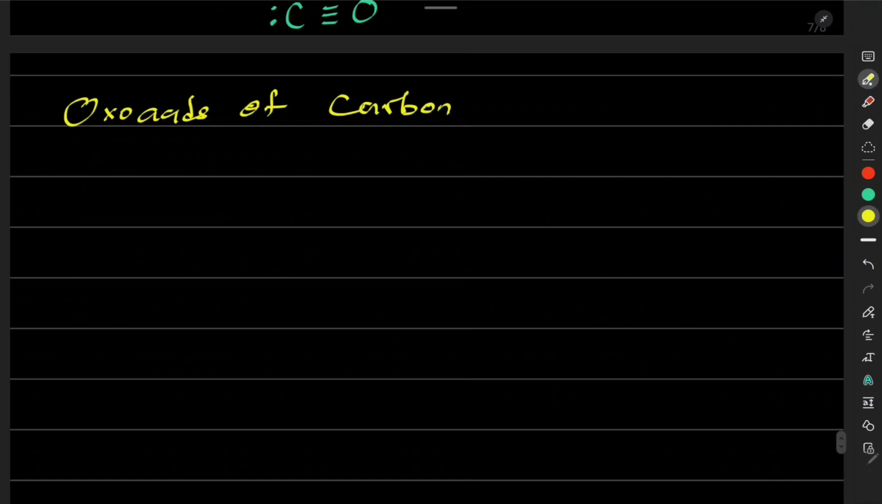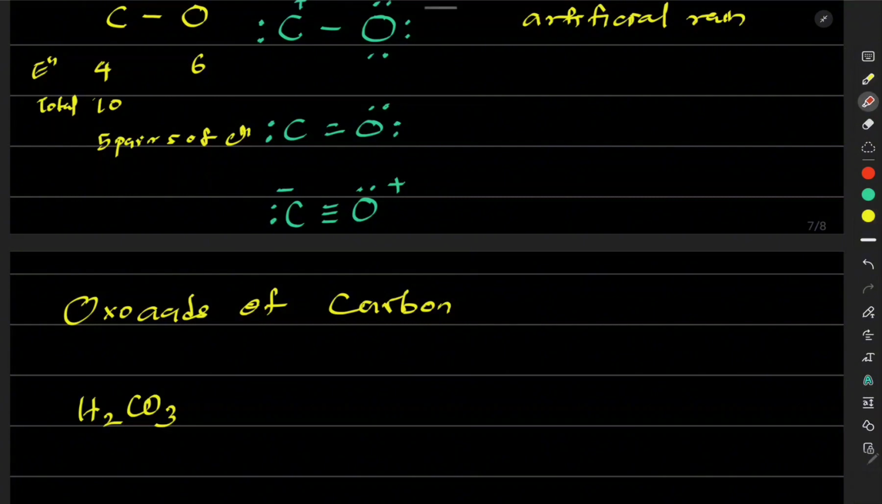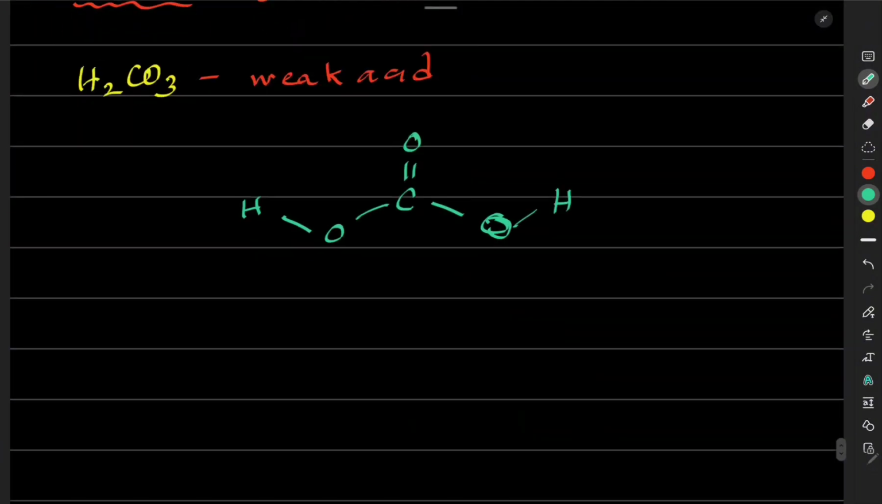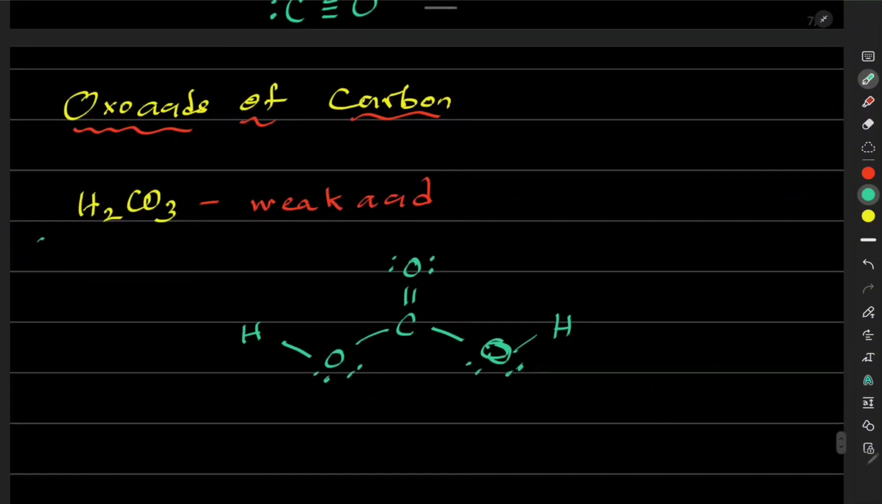Next subtopic is oxo acids of carbon. There is only one oxo acid. It is H2CO3, which is a weak acid. Let's draw the structure of H2CO3. Carbon, double bond O, and OH groups. This is the structure of carbonic acid.